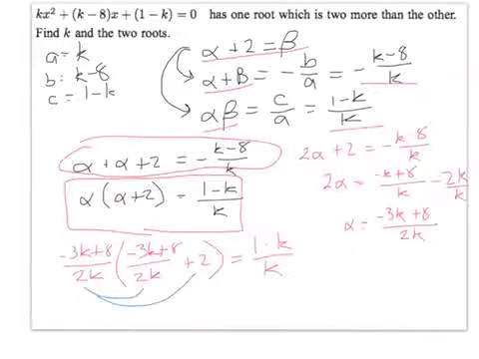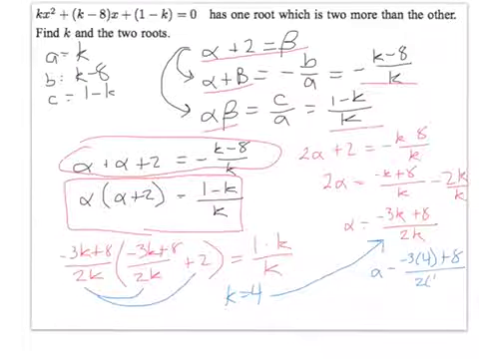You should find that k is equal to 4. Once you have that k equals 4, you can take that and put it into this one right here to find alpha. So that means that alpha will be negative 3 times 4 plus 8 all over 2 times 4. And that will mean that alpha is negative 12 plus 8, which is negative 4 over 8, which is negative 1/2. And then, of course, that means if beta is 2 more, beta will be 3 over 2. Therefore, we've been able to find k and the 2 roots.